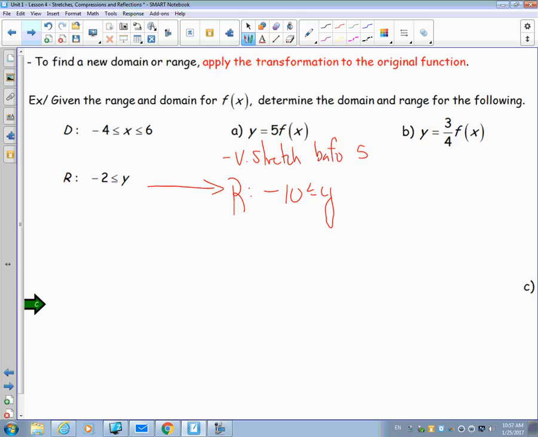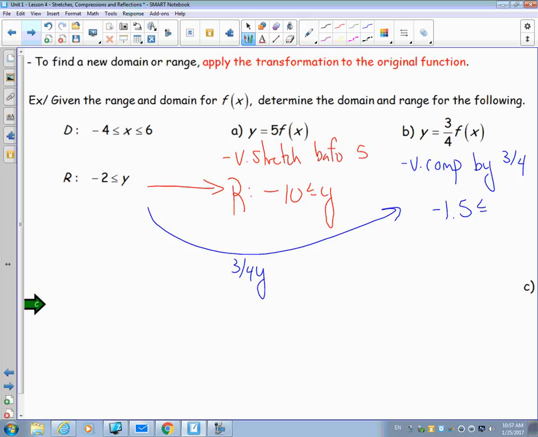Okay, we try the B one. What are we doing here? We're doing a vertical compression, because it's less than 1, by 3/4. How would I get that? I'd have to take 3/4 of y. What's 3/4 times -2? That is -1.5. Done. Quick, right? We don't need the table. We don't need the graphs. I can apply transformations.